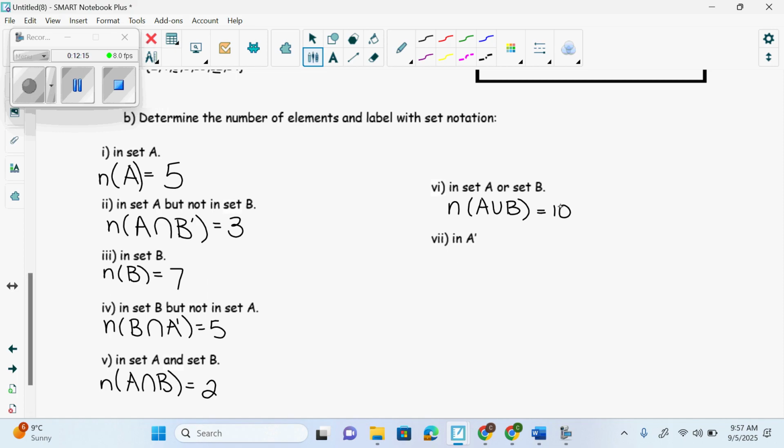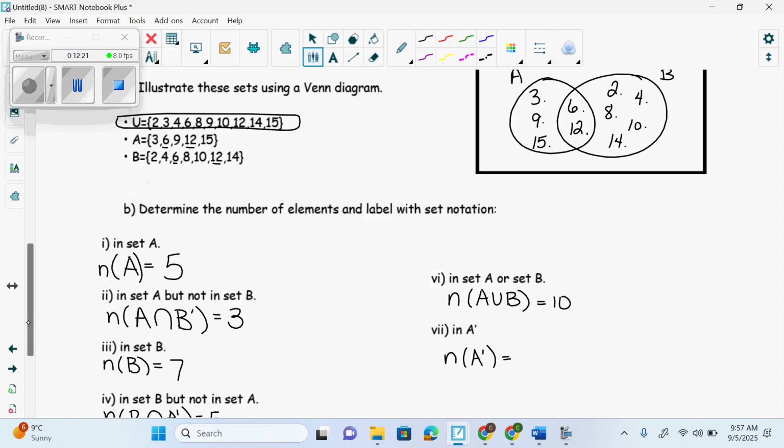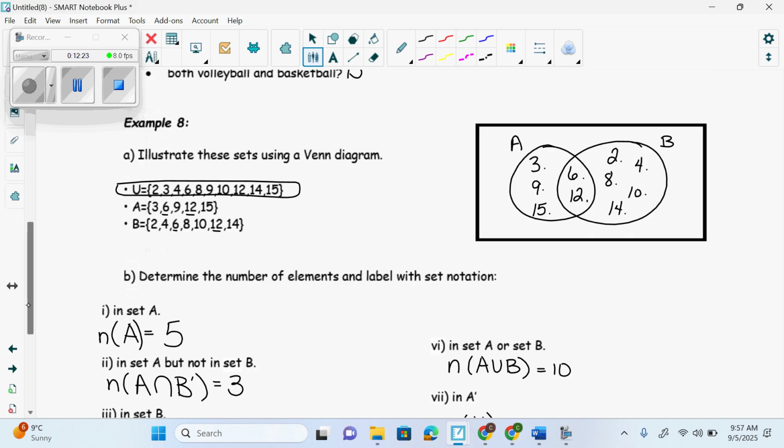And then the number of elements in not A means you cover up A and count all the rest. So I cover up A, and how many are not in A? 5, right? So I cover up A. This includes all the A stuff. That's 5.